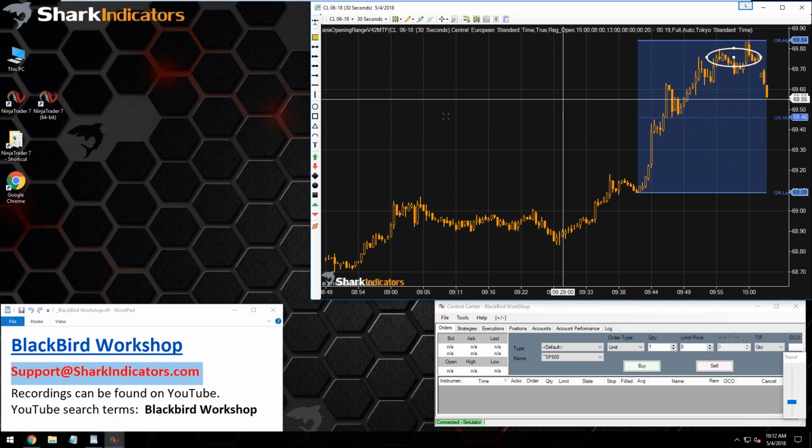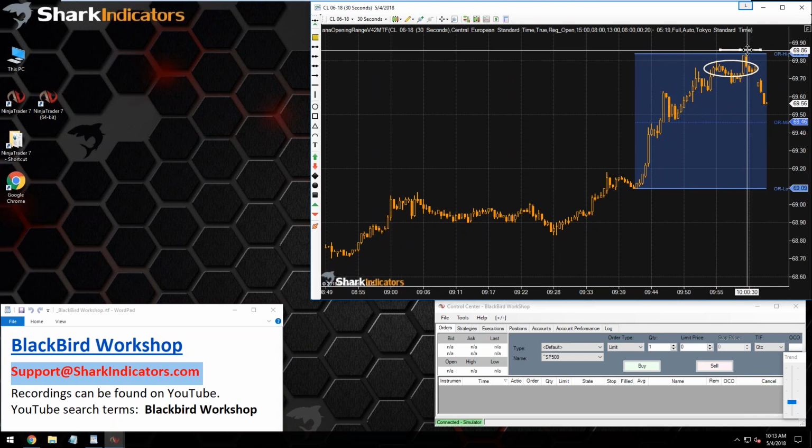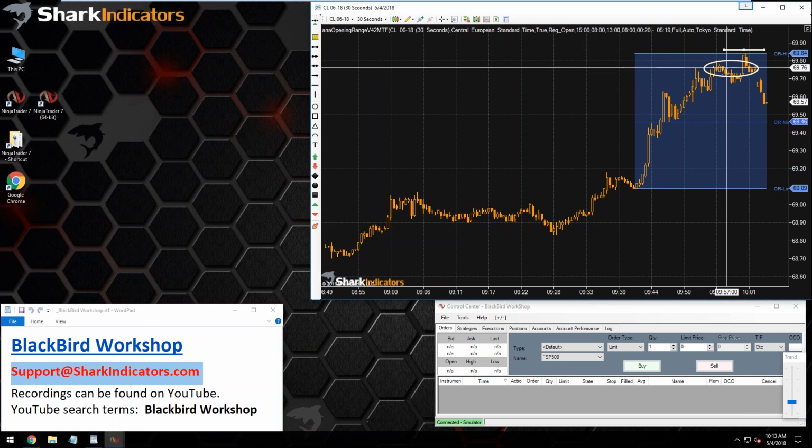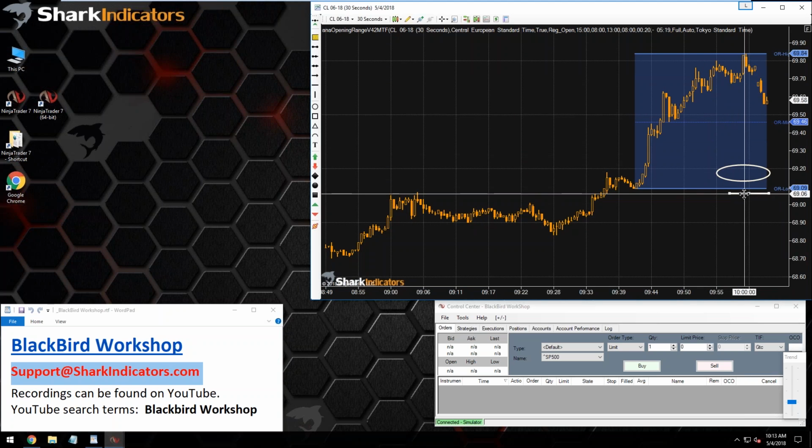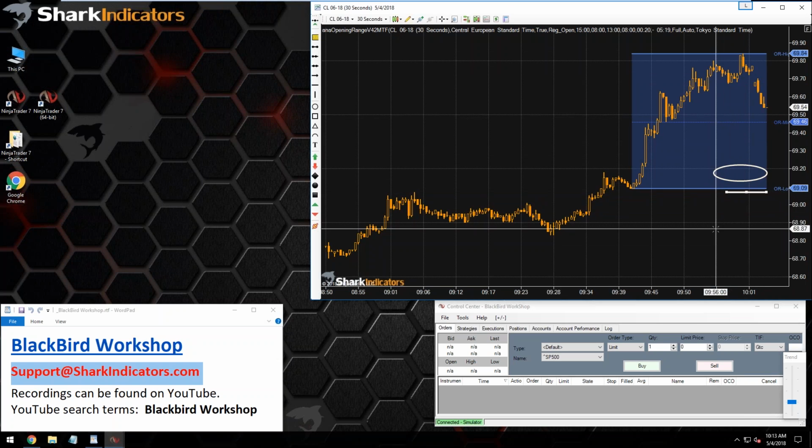to BlackBird so that BlackBird could then place a stop entry order here. That way there would be a resting stop entry order prior to the breakout. And of course, if price was hovering down at the low of the range, then a short signal would be generated so that BlackBird could submit a resting short stop entry. Right, so that's the key. These are stop entries that are going to be resting there.